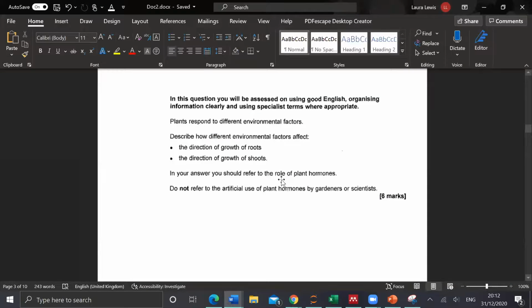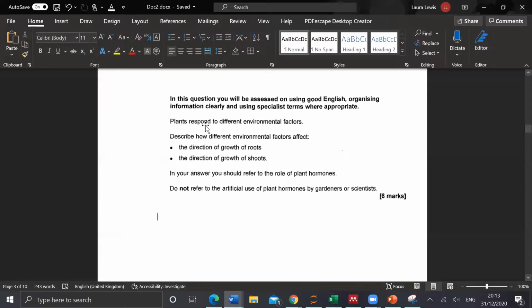Okay. So the first question, the important thing to do is to read the question here. That's the most important thing. In this question, you'll be assessed on using good English, organising information clearly, and using specialist terms where appropriate. So we just use keywords, but write it in a way that makes sense. You can write bullet points, but you won't get full marks if it's not a proper sentence. They'll pick up certain words, but you won't get full marks.